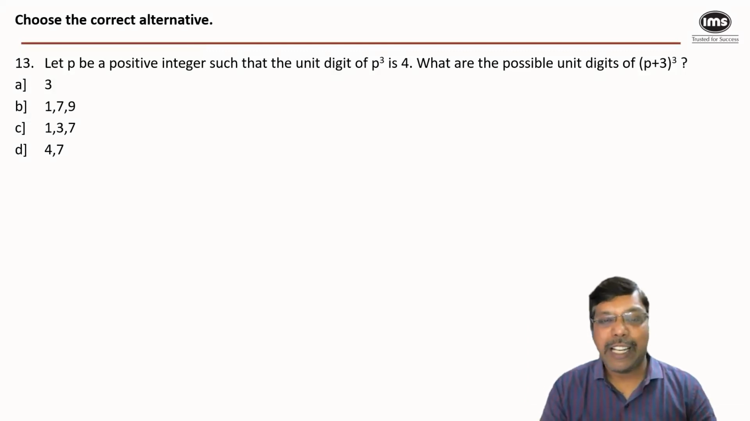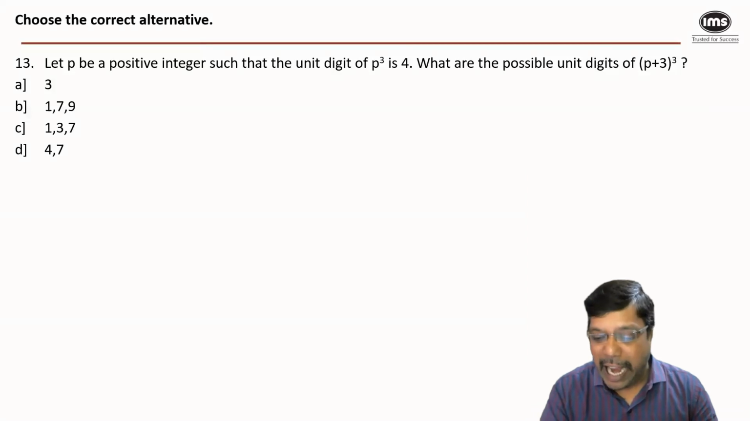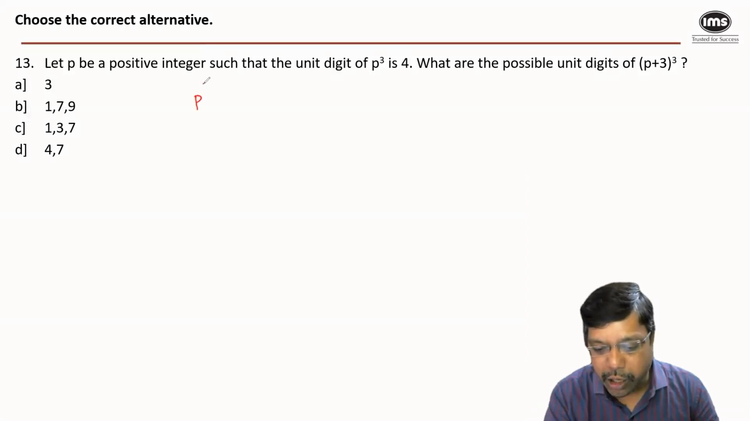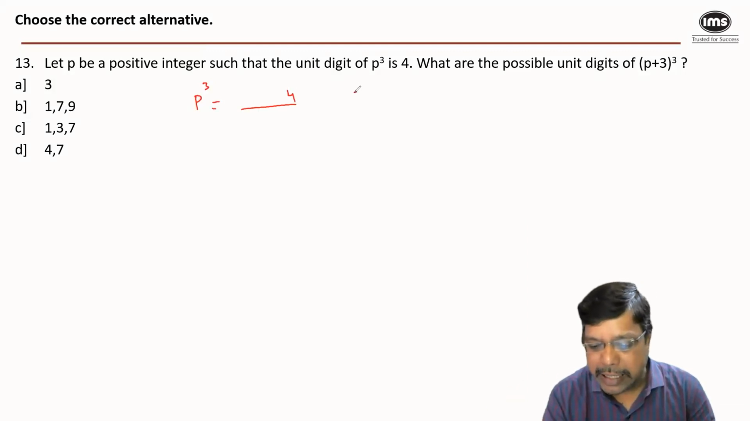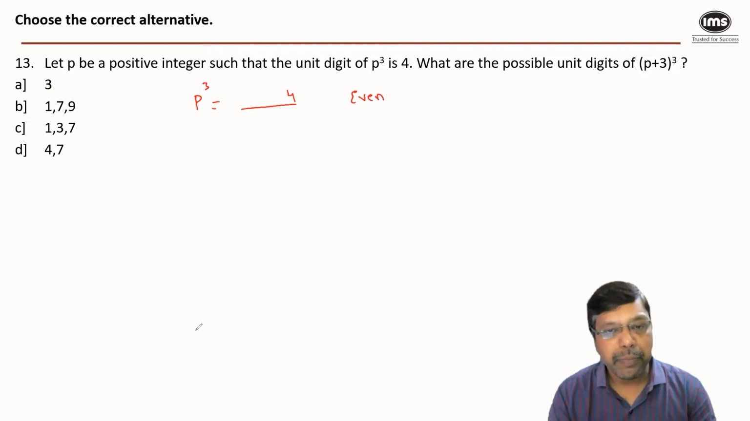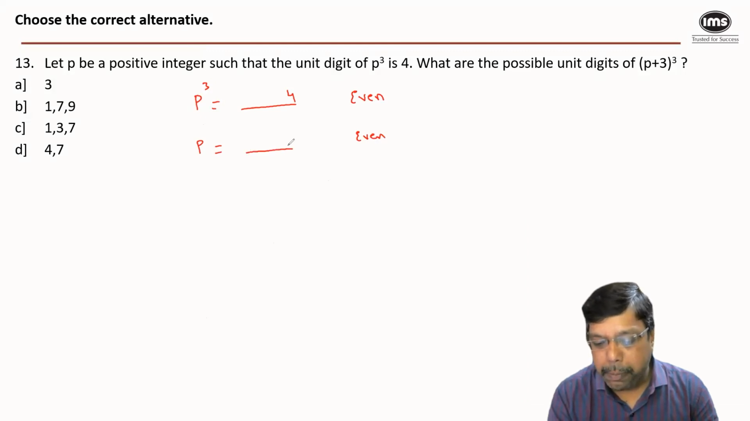P is a positive integer, which means a natural number. And it says the units digit of P cube is 4. Since P cube ends with 4, it means P cube is an even number. Now, if P cube is even, we know that P must also be an even number. So, P must end with either 0 or 2 or 4 or 6 or 8.